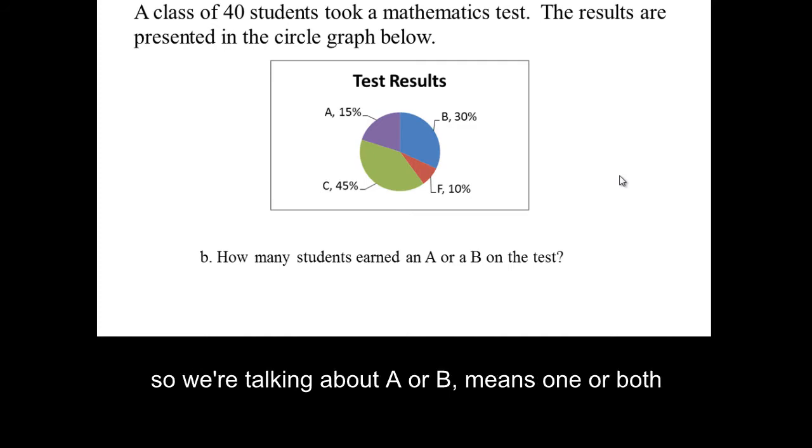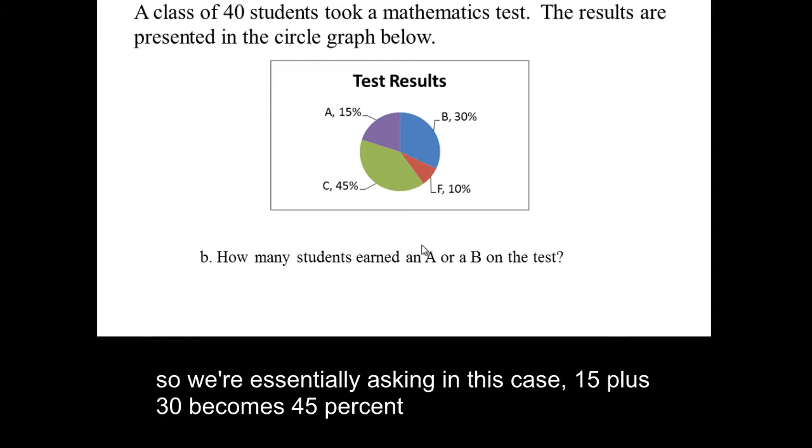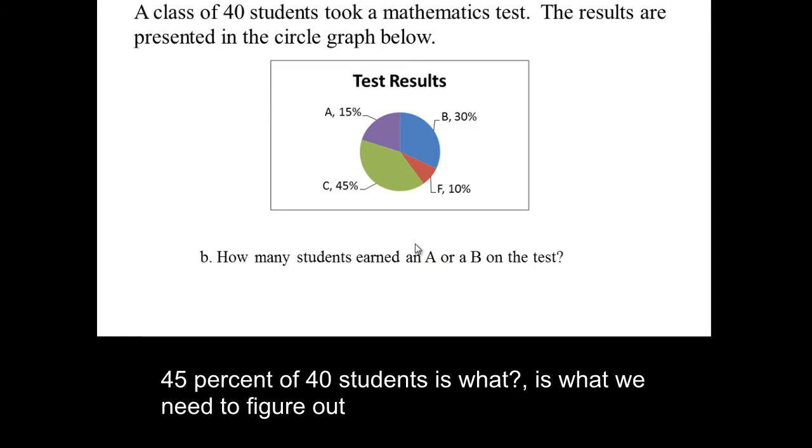So if we're talking about A or B, it means one or both. So that means we're going to add the percentages up to find the total percentage of students who got A's or B's. So we're essentially asking, in this case, 15 plus 30 becomes 45%. 45% of 40 students is what we need to figure out.